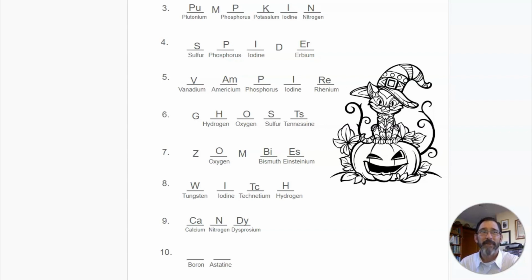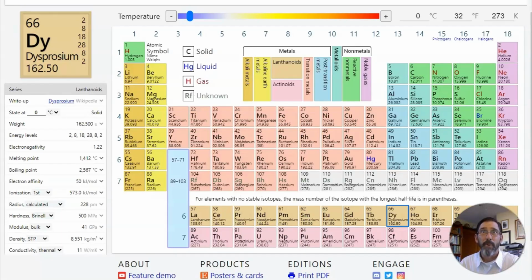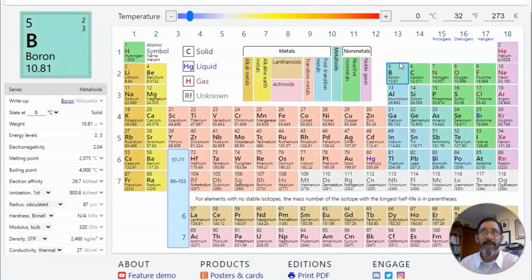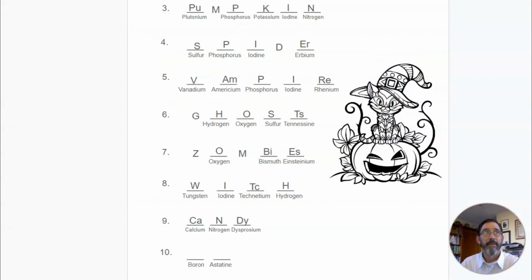For number 10, the first elemental name is boron. Boron is found in the metalloids right above the post-transition metals. It's number 5, and the atomic symbol is a capital letter B. Place a capital letter B over boron.